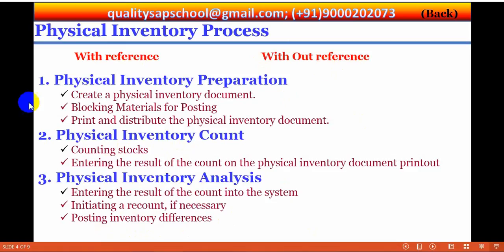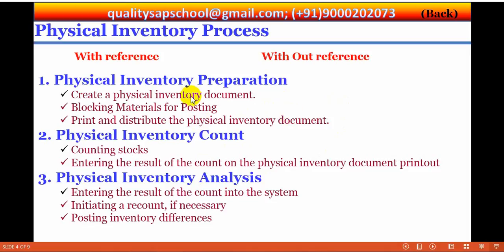Without reference means there is no reference physical inventory document. Directly we can create immediately and count immediately. So we must be very careful. For a long list it is not advisable. For a few selectable items, we can do it without reference. So that is the difference between them.